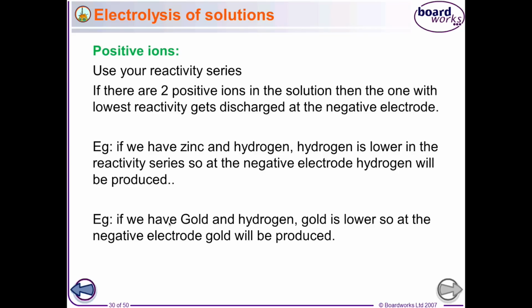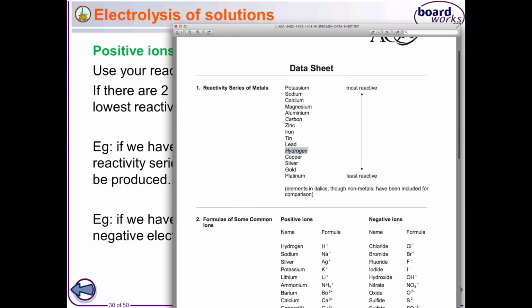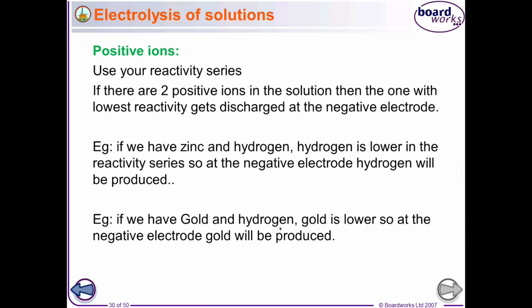Another example, if we have gold and hydrogen present, gold is lower, so at the negative electrode gold will be produced. Just to confirm that, if I take a look at my data sheet, gold is far below hydrogen, therefore we get the gold produced in our reaction, and as a result that will be attracted to the negative electrode.